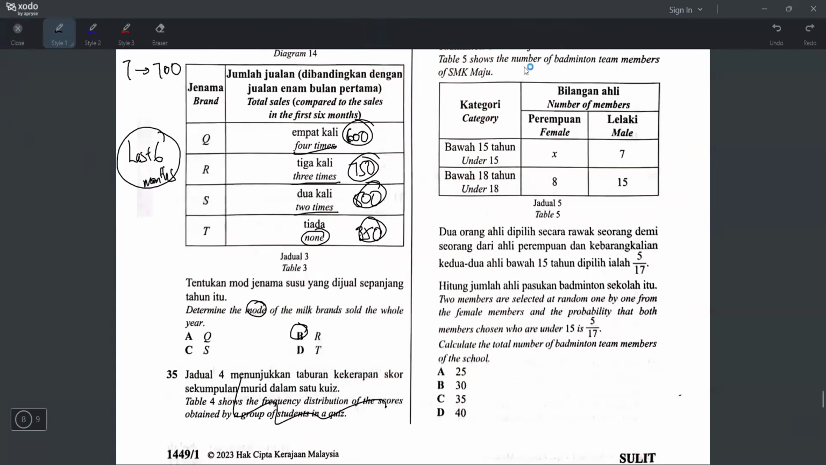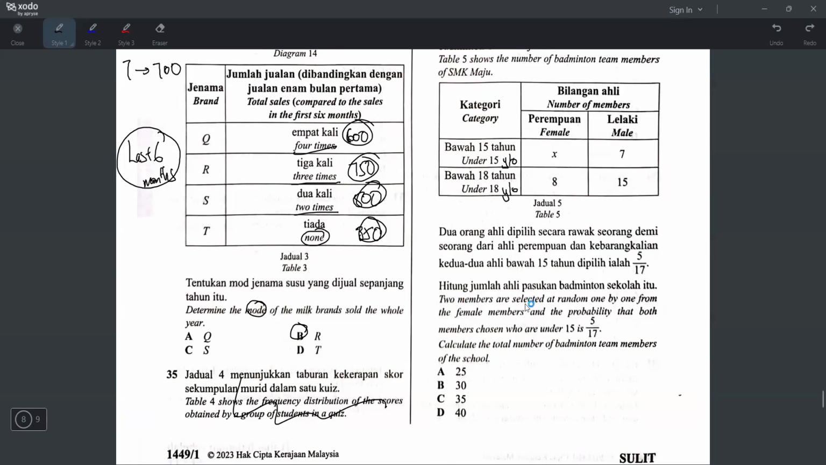Okay, 37. Table 5 shows the number of badminton team members of SMK Maju. So we have category bawah 15 tahun, under 15 years old, and then under 18 years old. So this is the number of members, perempuan X, 7, 8, 15. So X tak bagi kan? So mesti nanti kita cari. This one confirm later have to find.